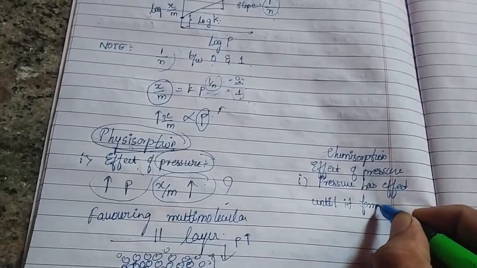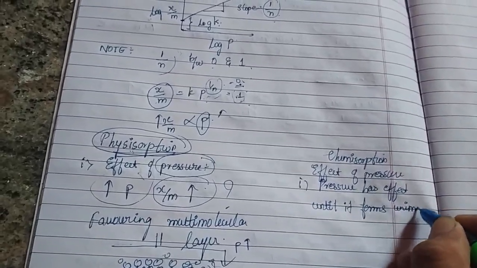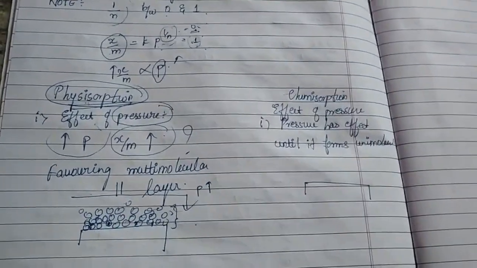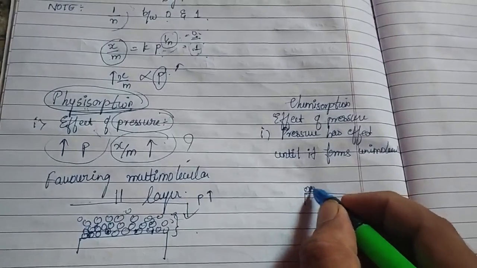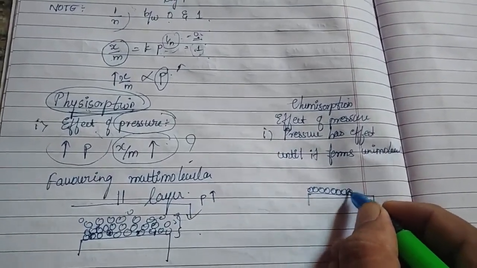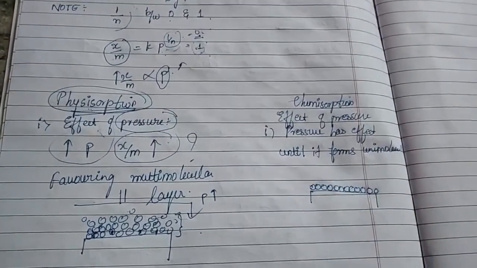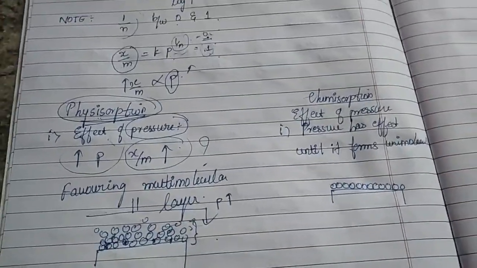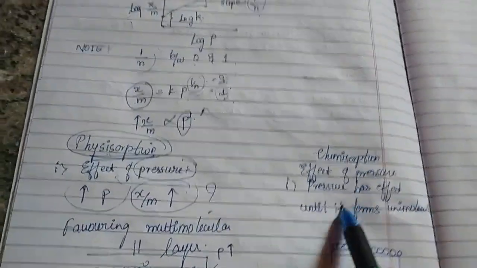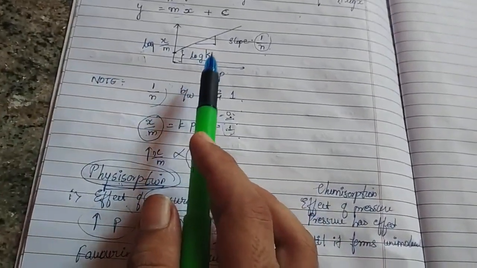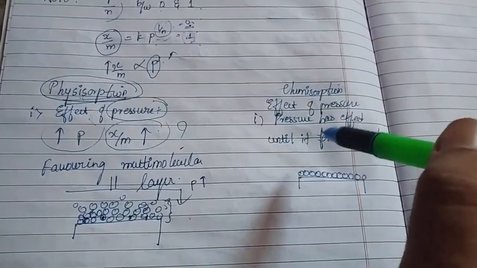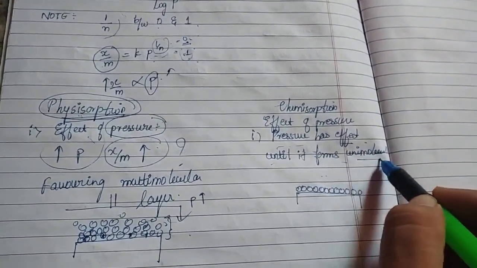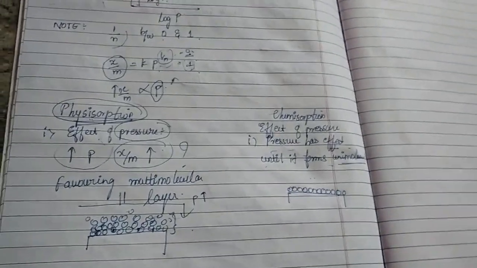Until it forms a unimolecular layer. So what does it mean? Of course, pressure does have an effect, but until when? Only until one layer is formed. Once one layer is formed, whatever may be the pressure, the adsorption rate will not change, or it remains unaffected. That is the reason we have seen that in our general case also. It is taken from your chemisorption itself. So pressure has the effect until it forms a unimolecular layer.